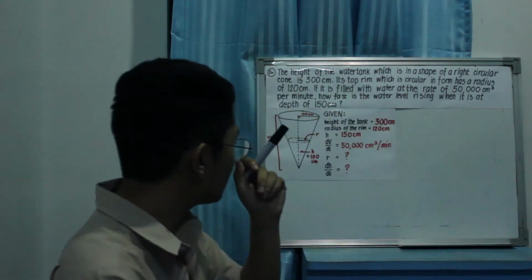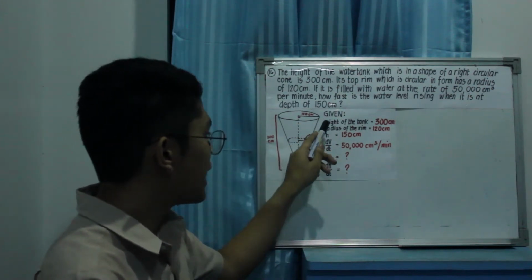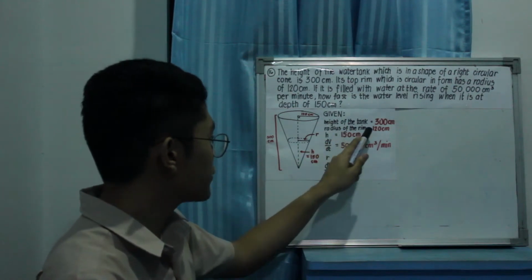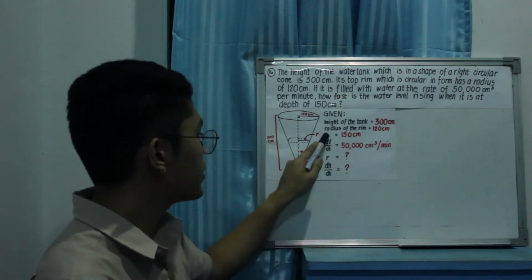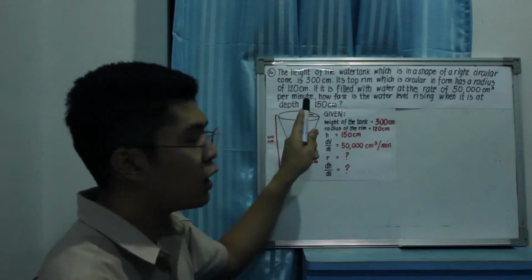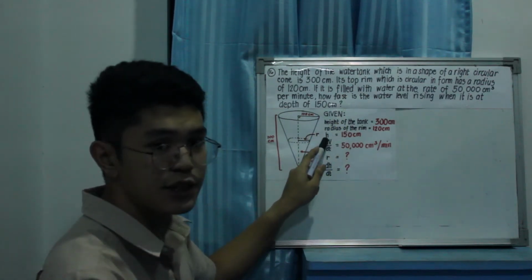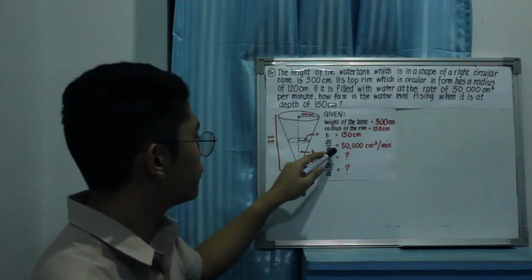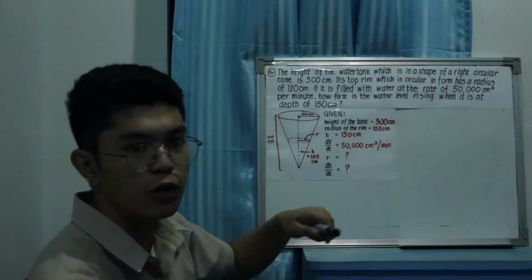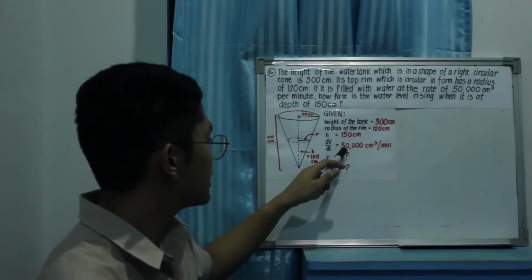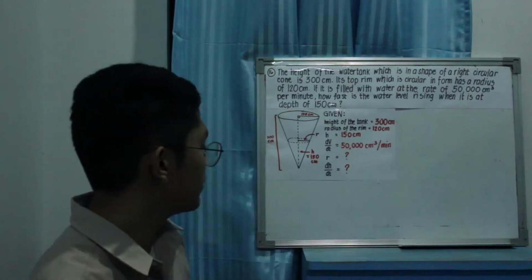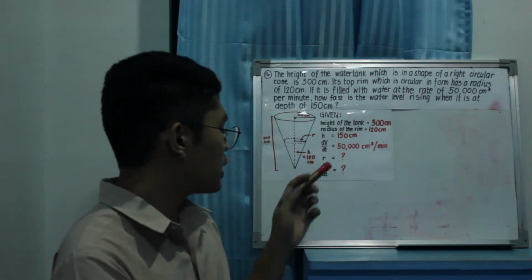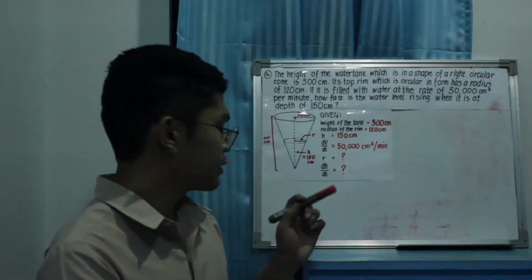The given in the problem is the height of the tank equals 300 centimeters, the radius of the rim is 120 centimeters, and we represent the depth of the water as h, which is 150 centimeters, and the derivative of V in terms of t, which is the rate of the water being filled, is 50,000 cubic centimeters per minute. In order to solve the problem, we need to get the value of r and the derivative of h in terms of t.